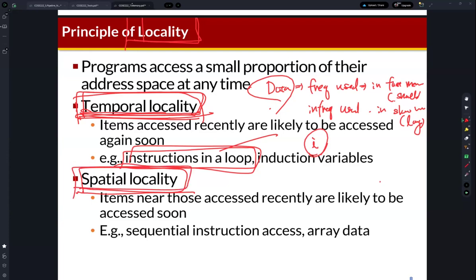Spatial locality means that if a certain data is accessed, then the neighboring data will be accessed in the near future.